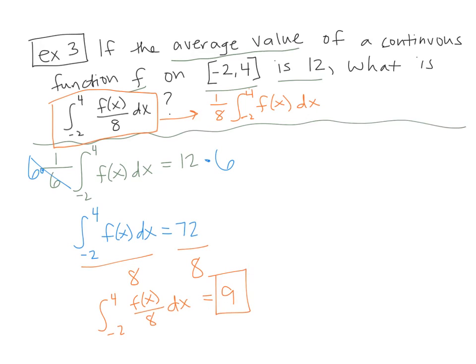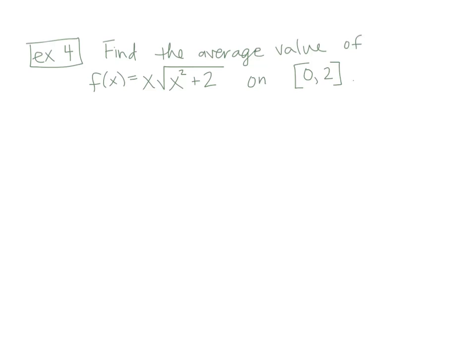So just kind of an alternate way of thinking about something. These problems look trickier than they really are, but just think about, what is average value? How do we find it? We basically just use the definition that we learned at the beginning. We had an equation, so we could solve for what we wanted here. All right, on to the last example.